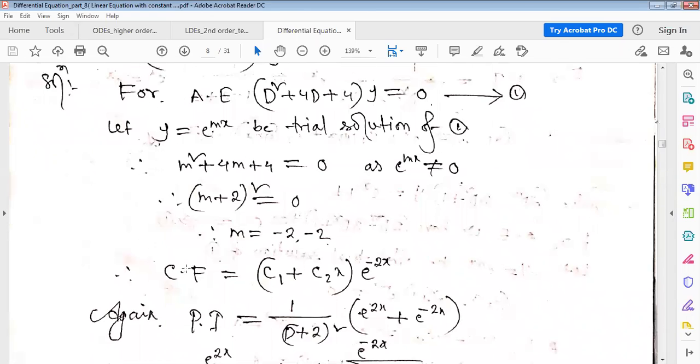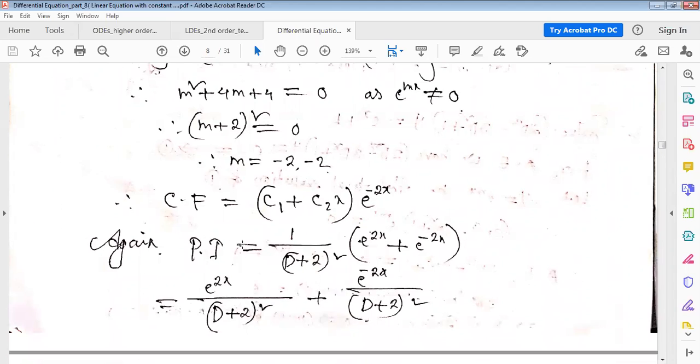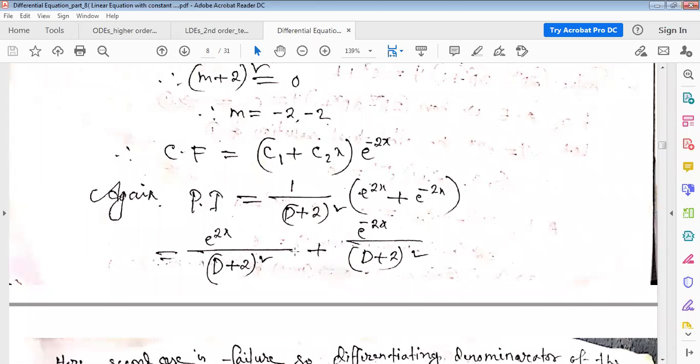Now the complementary function is c1 plus c2 x, e to the power mx, where m is minus 2, just as for repeated roots. Now the particular integral: what will it be? 1 divided by the left-hand side, times the right-hand side. Now taking it into two parts, e to the power twice x for this, and e to the power minus twice x for this.